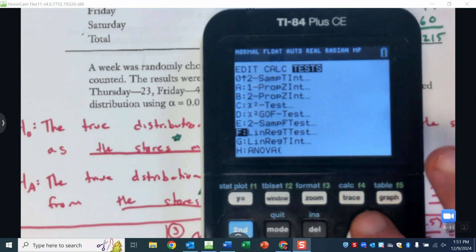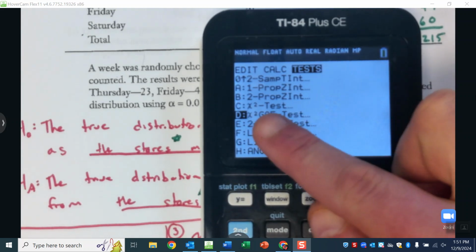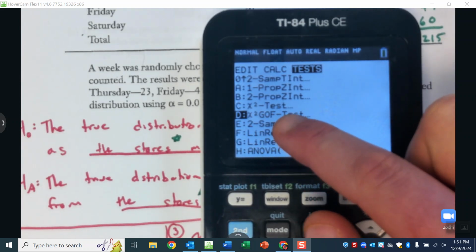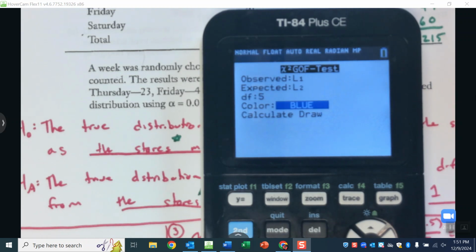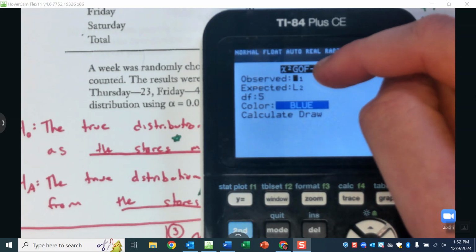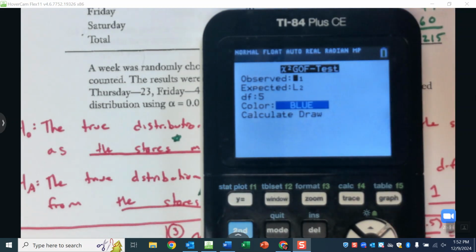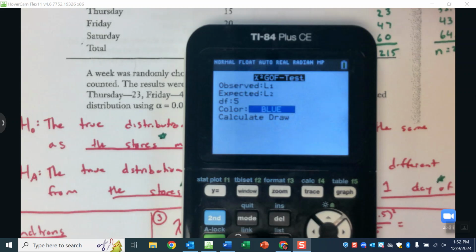At any rate, out of these, we're going to pick D. This is the GOF, which stands for goodness of fit. So we're going to pick the chi-squared goodness of fit test and hit enter on D. All right, now my observed are in L1, and my expected are in L2. Then it's going to ask me for degrees of freedom.